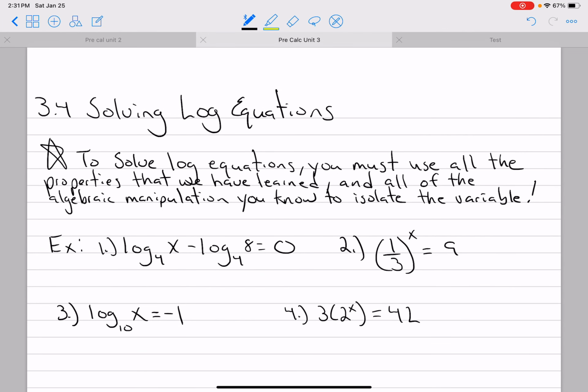Got to give the people what they want. All right, we're going to solve some log equations.